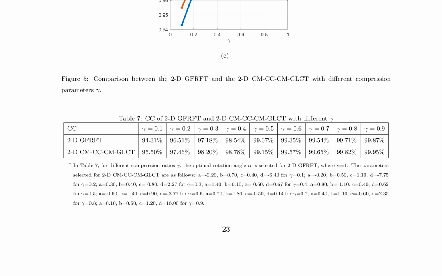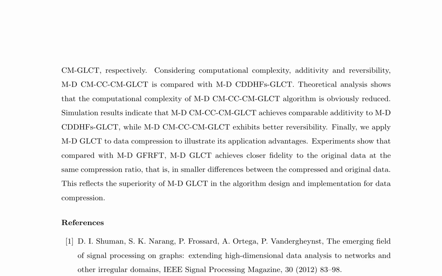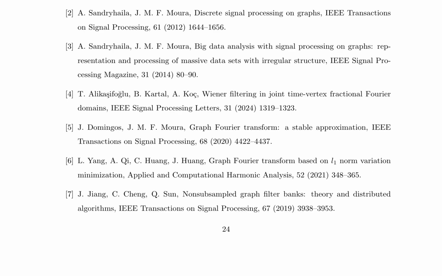The paper then shifts focus to M-D CM-CC-CM-GLCT, comparing it with M-D CDDHFs-GLCT. Theoretical analysis indicates a reduced computational complexity for M-D CM-CC-CM-GLCT, while simulation results demonstrate comparable additivity and better reversibility. The application of M-D GLCT to data compression is also explored, showing superior fidelity to the original data compared to M-D GFRFT at the same compression ratio.